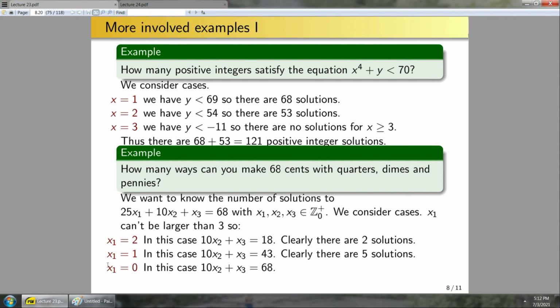Last, if x1 is equal to 0, in this case I have this quantity here, and there are going to be 7 solutions. x2 could be 0, 1, 2, 3, 4, 5, or 6. So clearly there are 7 solutions. So in total, I can add these up to get 14 ways of solving it.